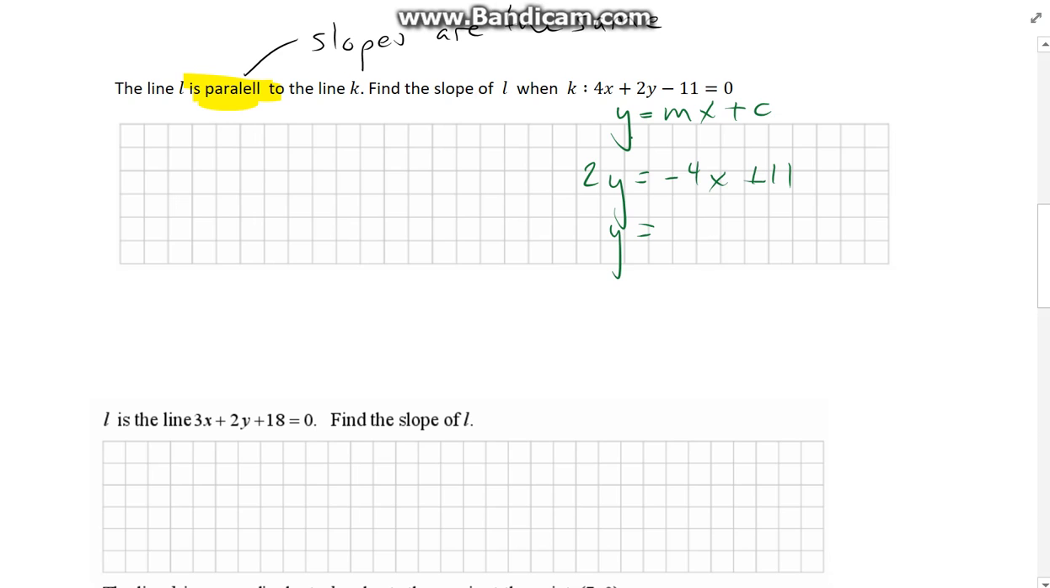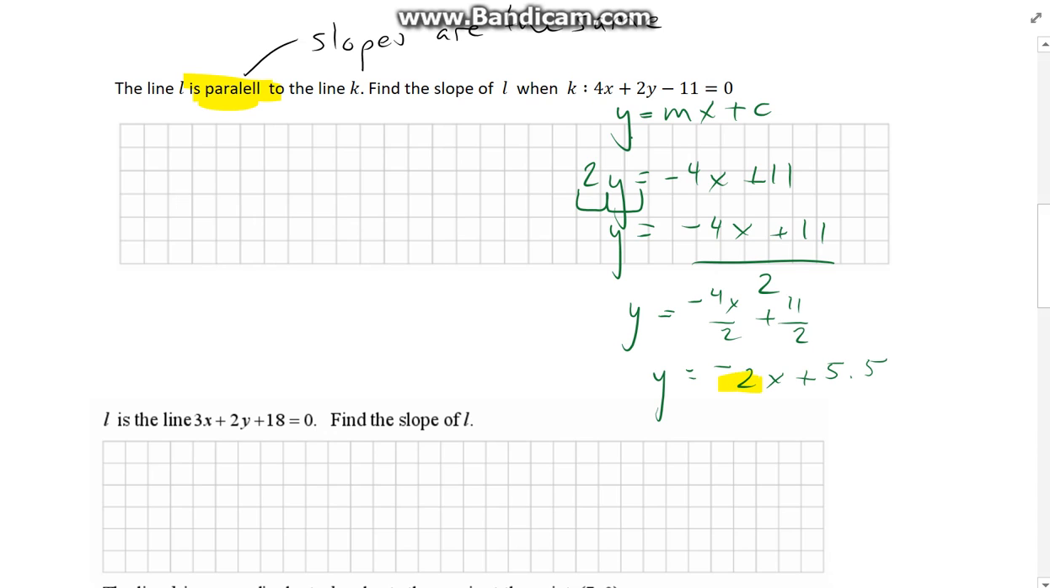We don't want to find 2y, we want to find y, so we're going to divide all by 2 because the 2 and the y are multiplying. That will leave us with minus 4x over 2 plus 11 over 2. So y is equal to minus 2x plus 5.5, or 11 over 2. The number in front of the x is the slope, so in this case m was equal to minus 2. That was the m of the line K, but we know that since they're parallel, m of L was equal to minus 2 as well.